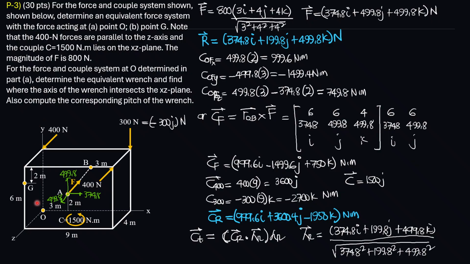About y, it is parallel, so 0 also. Then only moment about z. This is the positive sense of moment, but the moment of 300 is in the opposite direction. It is negative 300 times 9 about the z-axis. So it is negative 2,700 k Newton meter.